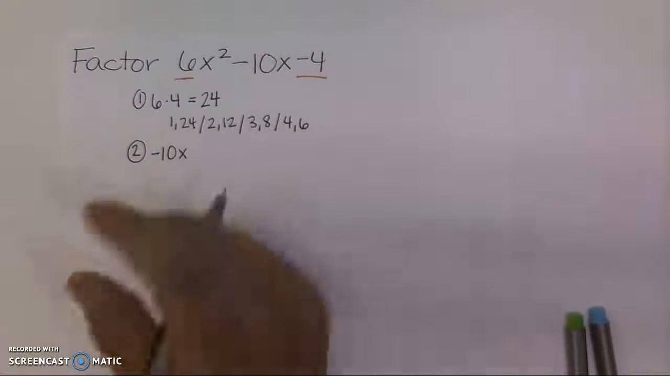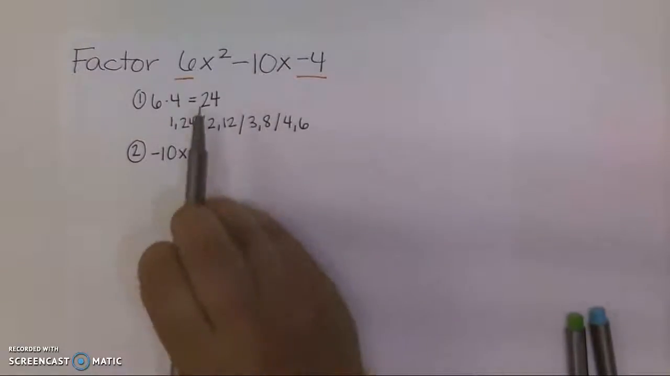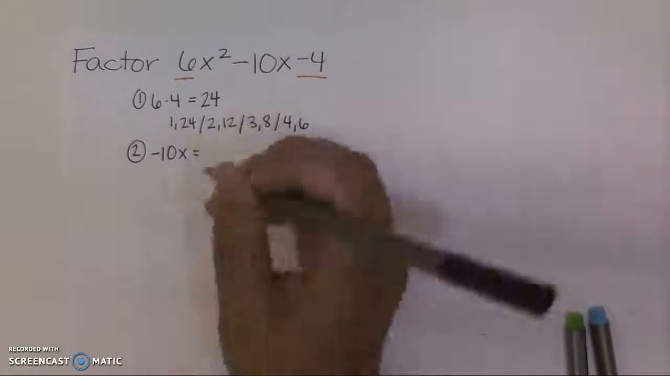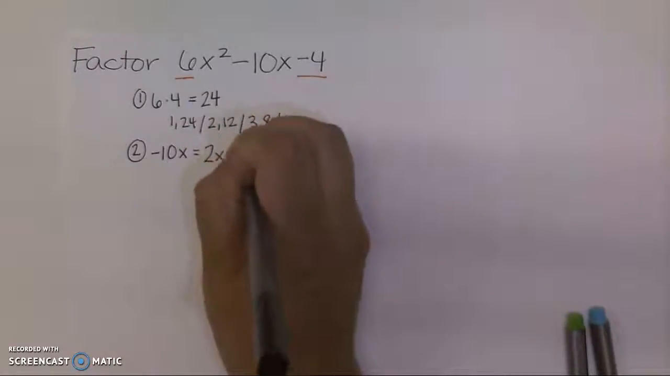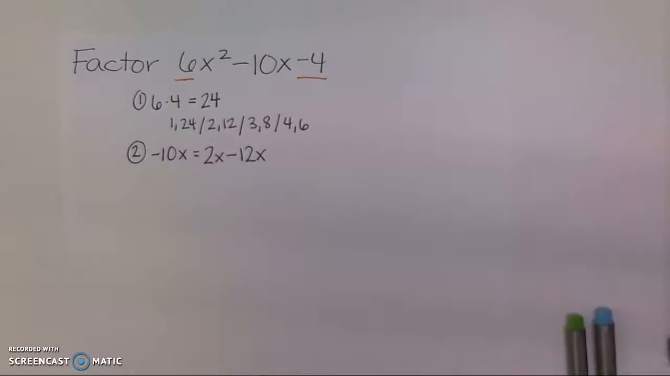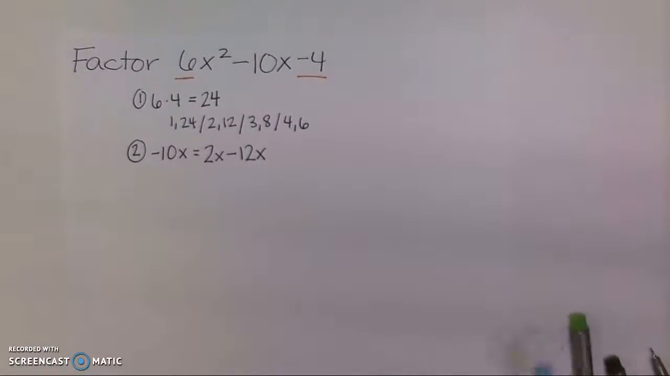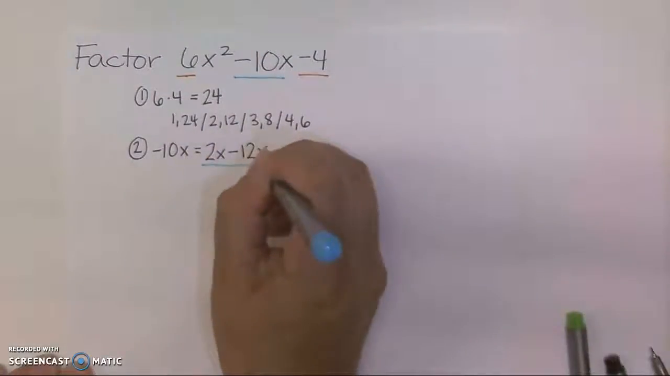So again, this looks pretty similar. Here's where it gets a little different. Normally, I would just say 2 minus 12, right? But in this case, I need to say 2x minus 12x, because we're going to take this and replace it in our top polynomial there.